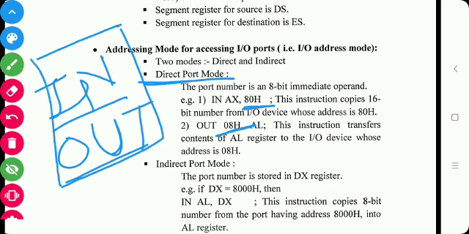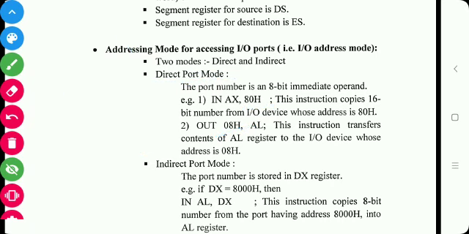In the direct port mode, the port address is specified in the instruction. So IN AX, 0AH means it takes the input data from the input port whose address is 0AH, and it is loaded into the AX register. OUT 08H, AL means it copies the contents of the AL register to the output port whose address is 08H.